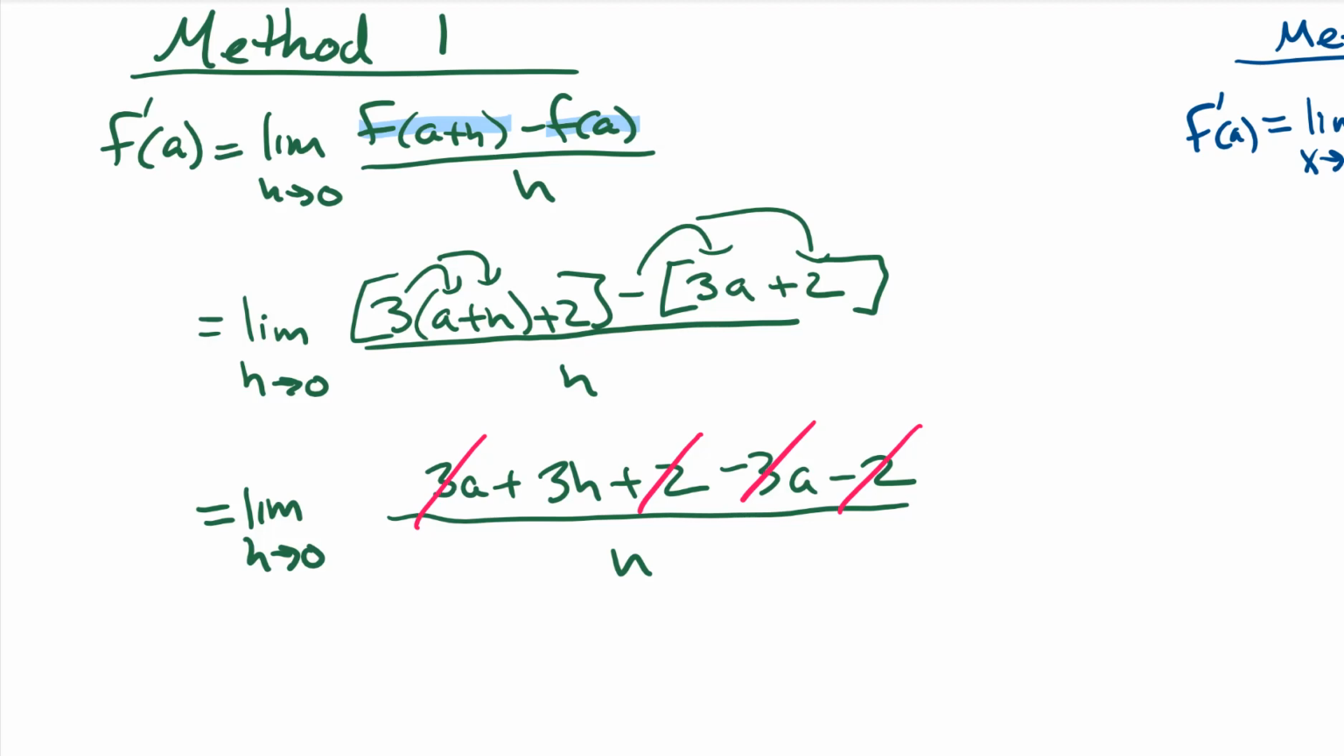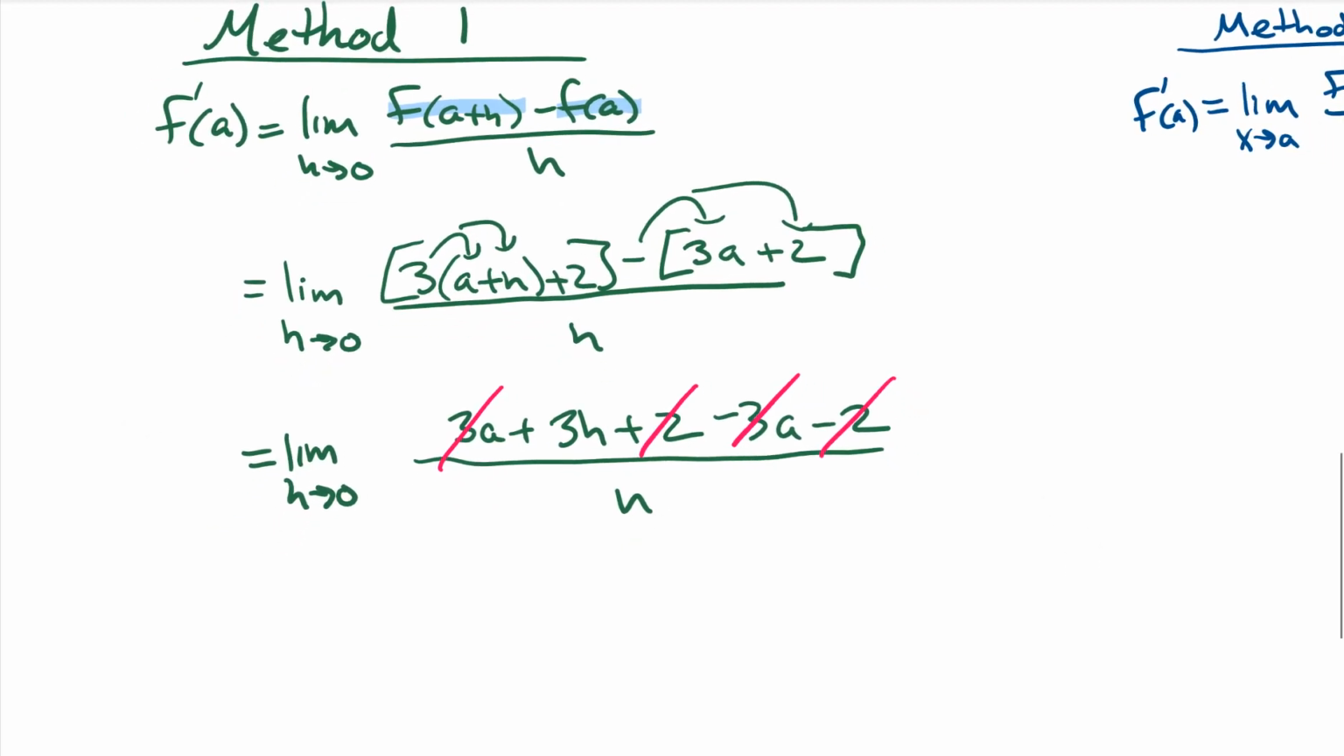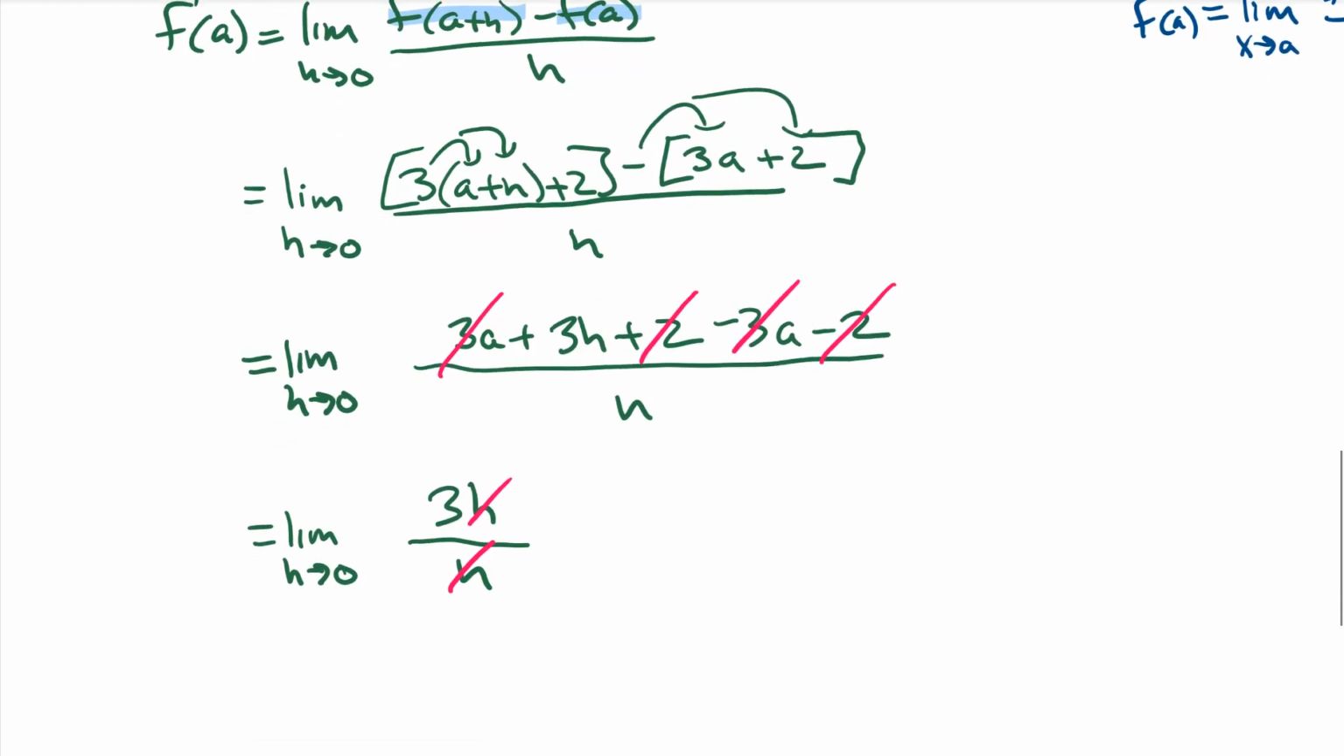This is like entry level, just kind of getting you used to it. They'll get huge. Don't get intimidated. It just starts canceling out if you're patient with it. So what are we left with? Oh, it's 3h over h. Those just cancel out.